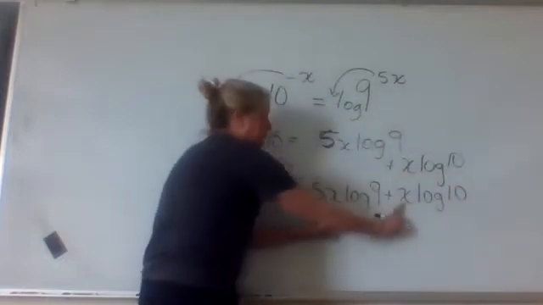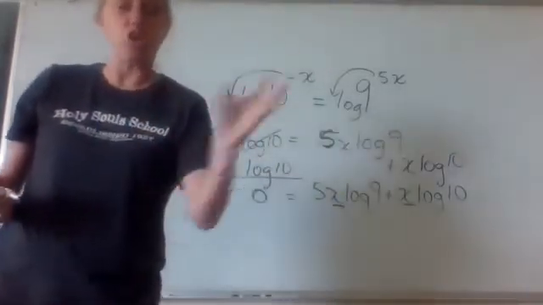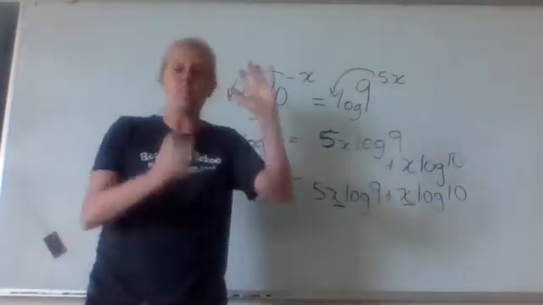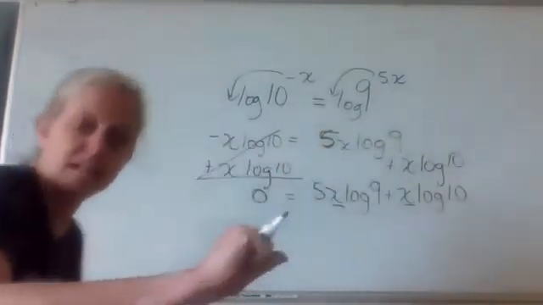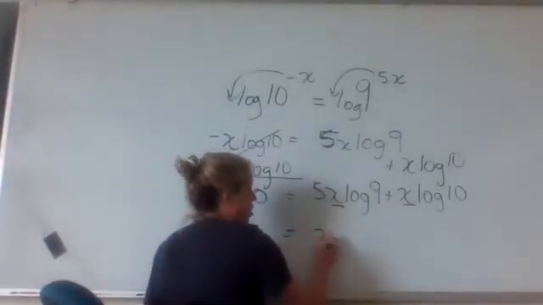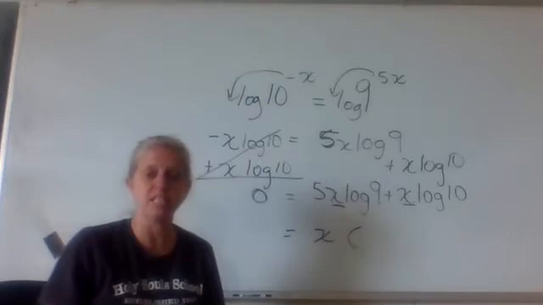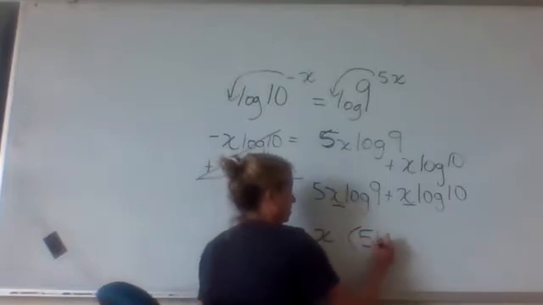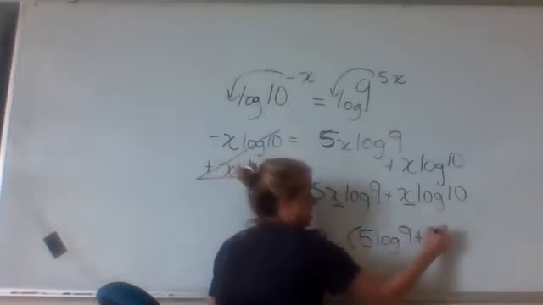Here's why you want the x's on the same side as each other, because look, now they are the common factor between the terms on the right side. And what can you do with common factors? You can pull them out of both of the terms. That is what's going to give you just one x. Since x is in both terms, I'm going to pull the x out and put in parentheses what is left. If I took the x out of the first term, I'm left with 5 log 9, plus, if I took the x out of the second term, I'm left with log 10.